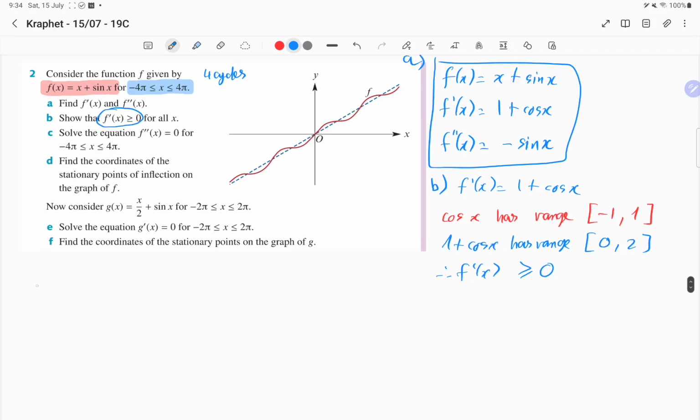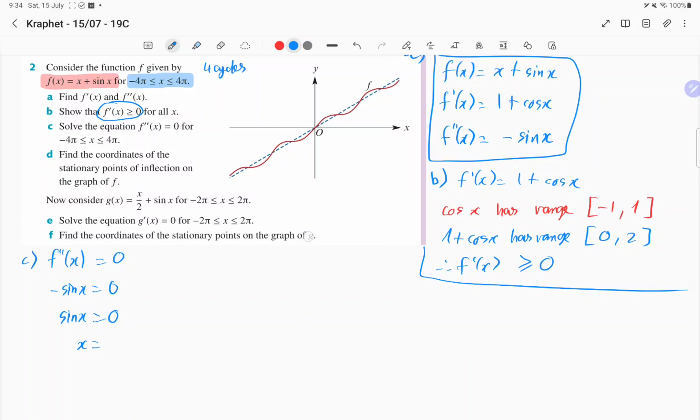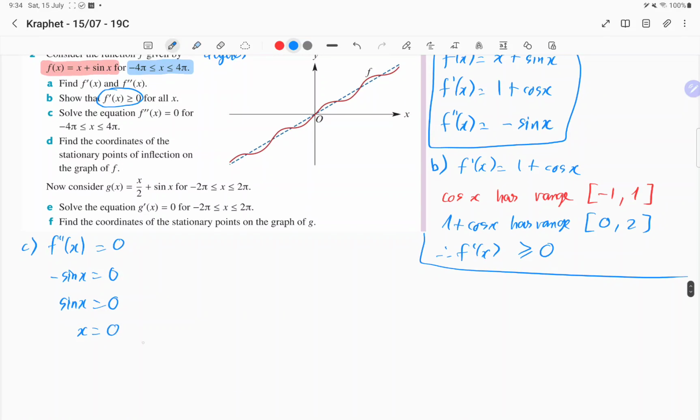All right, next is question C. Solve the equation f''(x) equals 0. So f''(x) equals 0, which means negative sin x equals 0. Therefore, sin x equals 0. Therefore, what are the answers? Is it 0? First one? Pi? 2 pi?